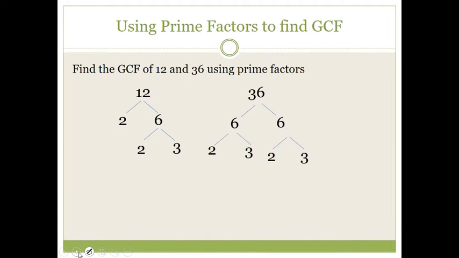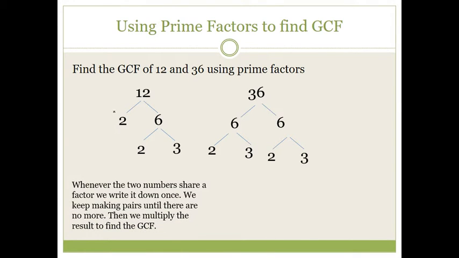Then I go ahead and get the prime factorization of 36. I thought of two numbers that multiplied to 36, which were 6 and 6, and then I broke each of those down to 2 and 3 and 2 and 3. And then I stopped because those are their prime factors. So how do we find a greatest common factor now? What you're looking for is numbers that are shared between both lists. Whenever the two numbers share a factor, we write that factor down once. Then when we're done making all the pairs we can, we multiply the result, and that's how we find out what our greatest common factor is.